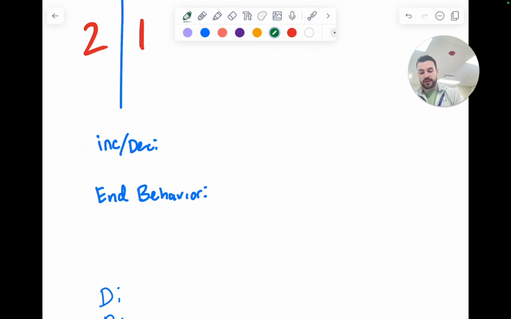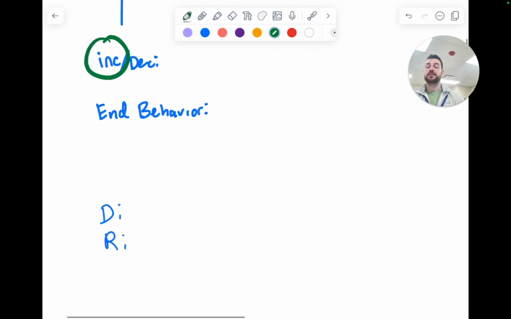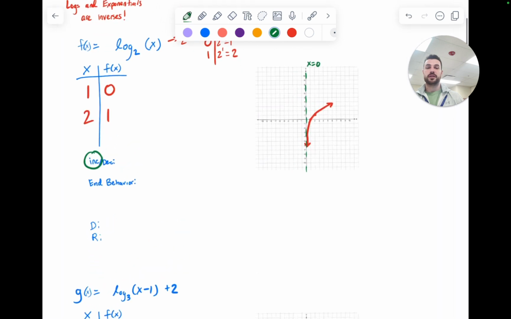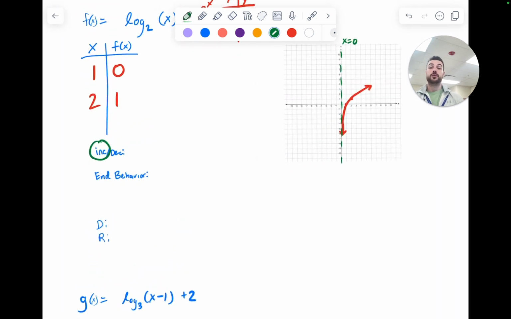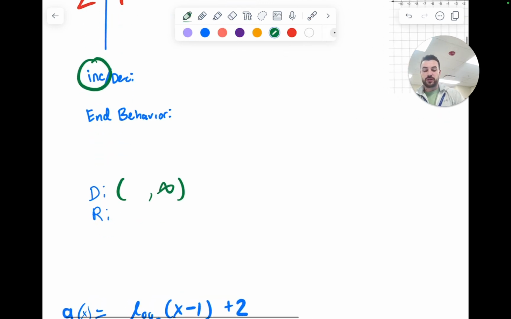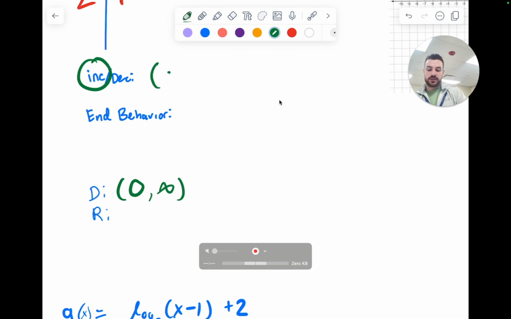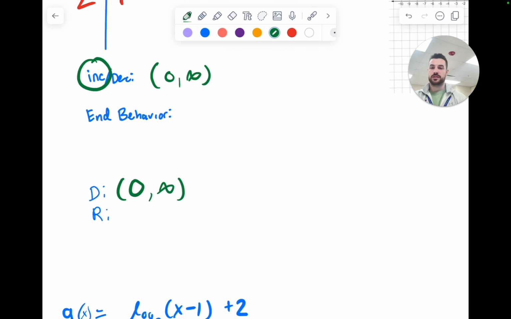I'll come back to this because we're going to fill out our domain first. If you take a look at the graph, you can see that we go all the way to the right towards positive infinity. And then we don't get to the negative side of our x values. Instead, we get stopped by that vertical asymptote at 0. So that is actually going to be our entire domain, from 0 to infinity. Now that means we are increasing for the entire domain, which is 0 to infinity.